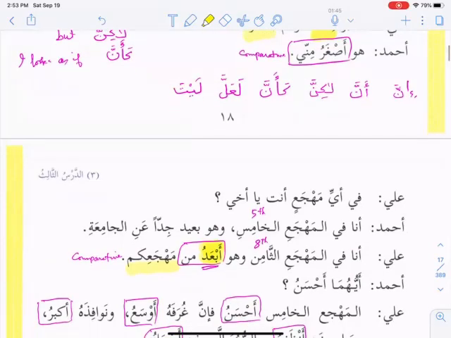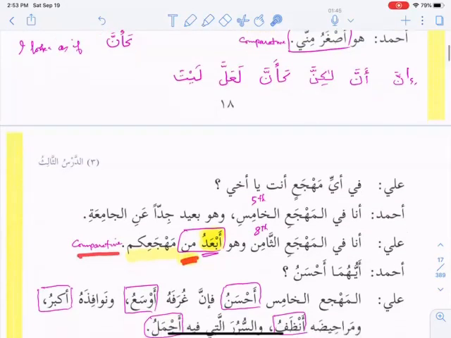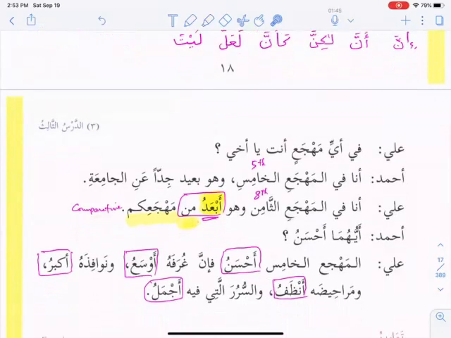So here, my brother and sister, did you see what came here? Abadu min. That means it is comparative degree. Okay. Ayyuhuma ahsanu.